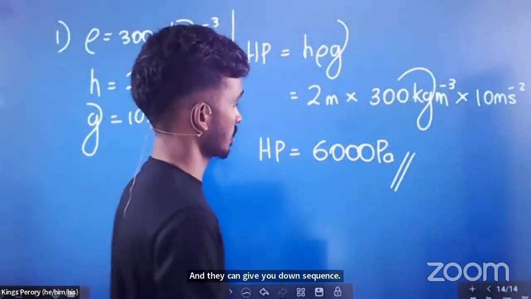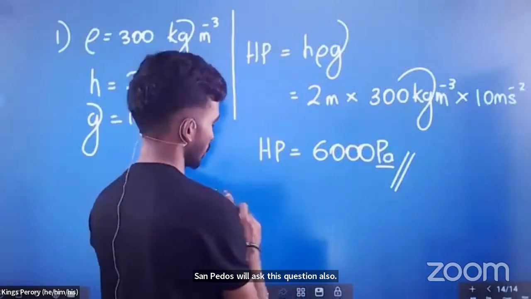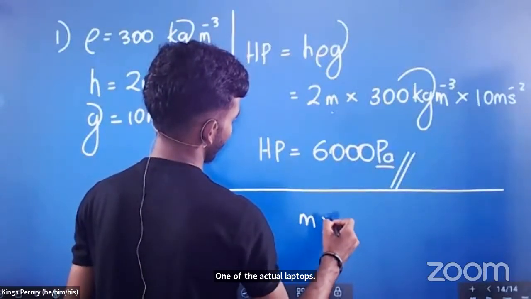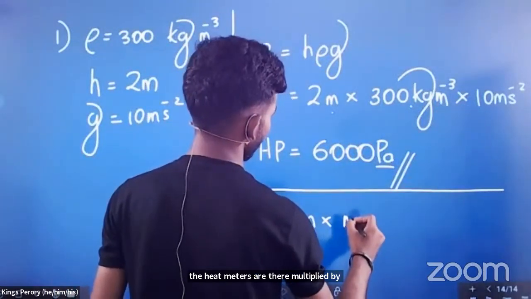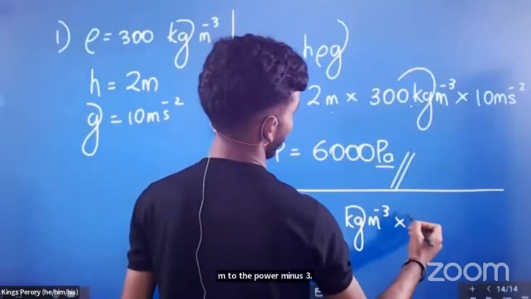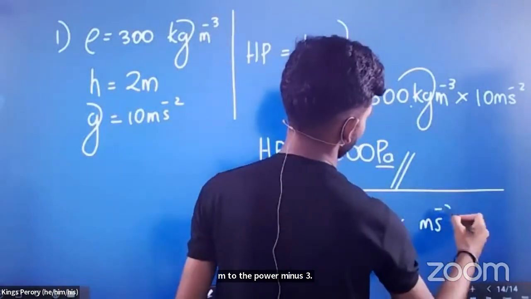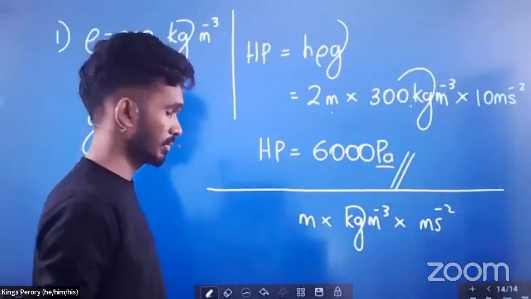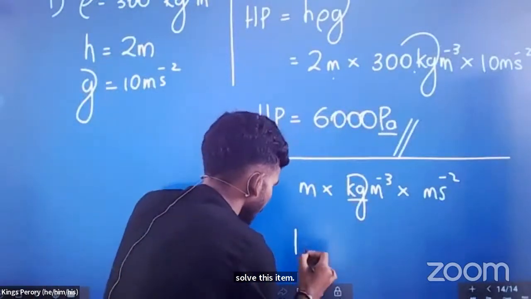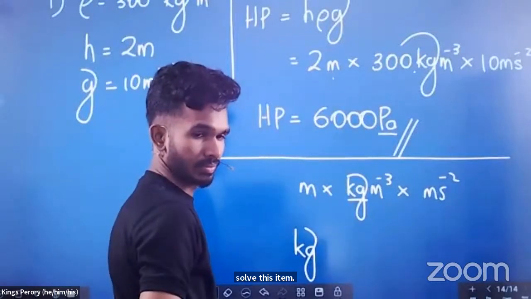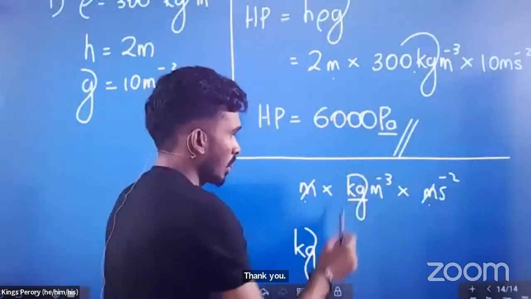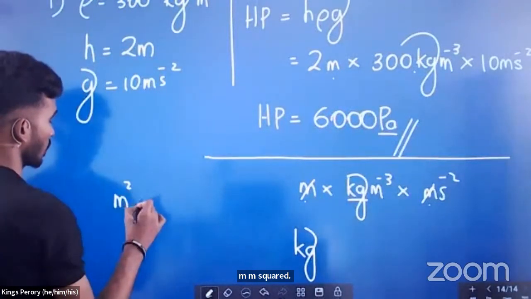Some fellows will ask this question also: how are we getting pascal? See, meters are there, multiplied by kg m to the power minus 3, multiplied by m s to the power minus 2. Solve this entire thing. kg is there, m square, m to the power minus 3.